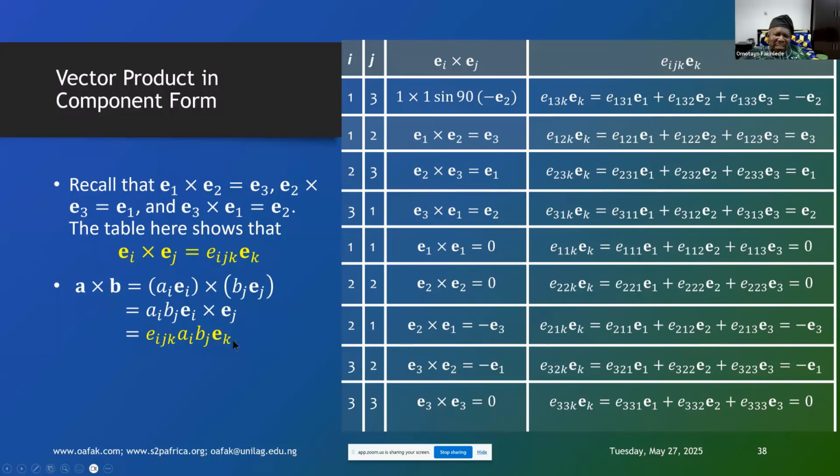Please, everybody go to the chat room and tell me the nature of each index in this last expression: the nature of the index i, the nature of the index j, the nature of index k. Take them one by one. Is i free or dummy? Is j free or dummy? Is k free or dummy? That's question one. And once you have answered that question, I'm going to follow it with another question.